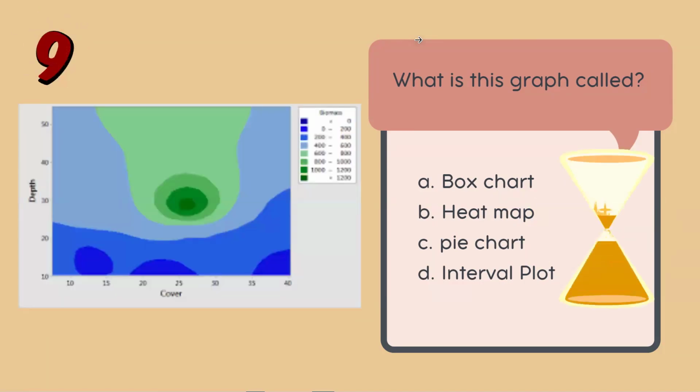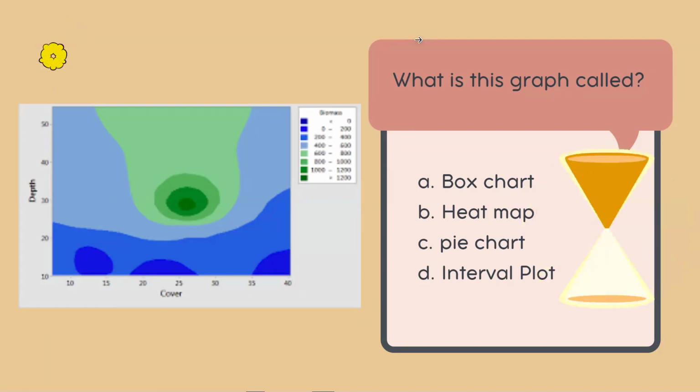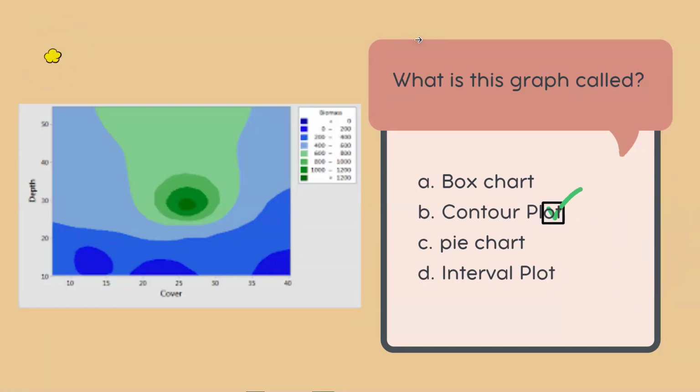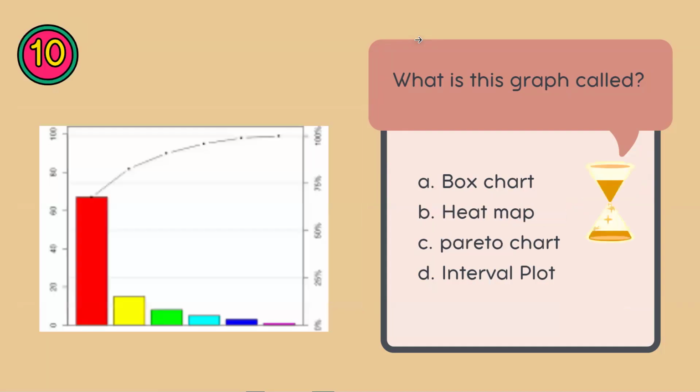This graph is called a heat map, right? Sorry, this graph is called a contour plot, right? Contour plot is the right answer. So this graph is known as a contour plot. Let's go to the 10th question.